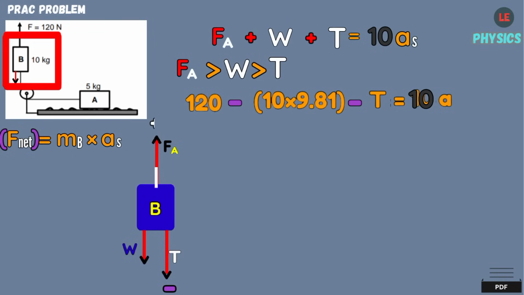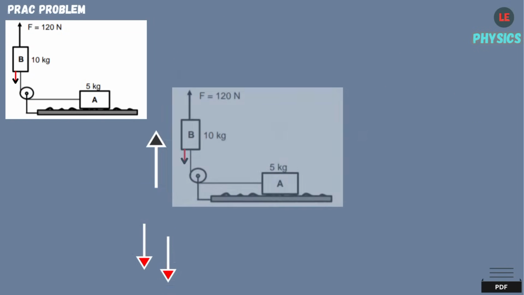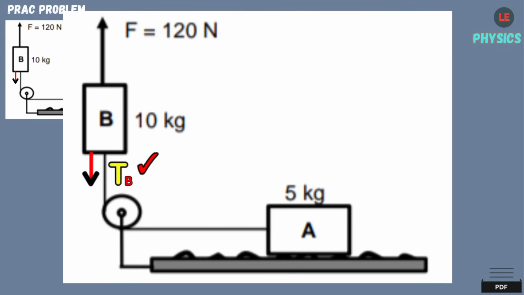Applied force is pulling up. Tension and weight are pulling downwards. From this step we get 22 minus T equals 10 times acceleration. We leave it as so for now because we have two unknowns in this. We label it equation 1. Note that the tension on block B is equal to the tension on this side of block A.